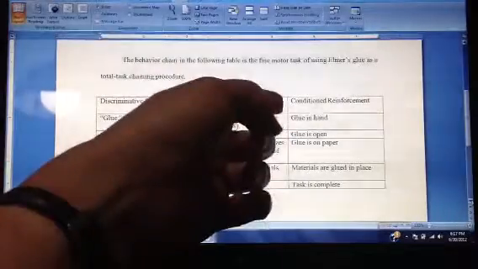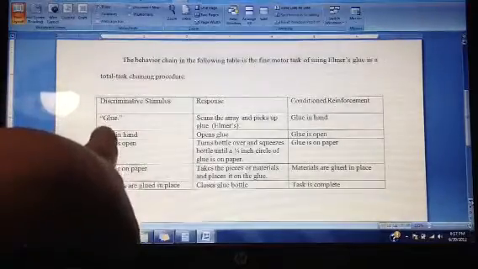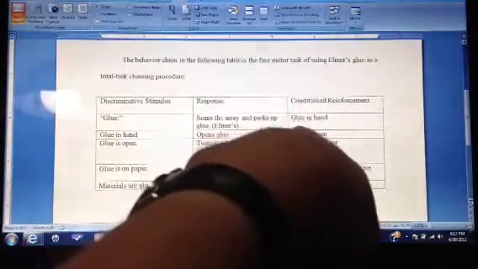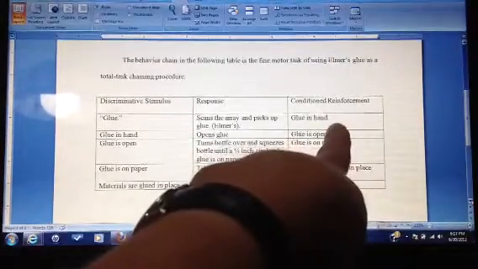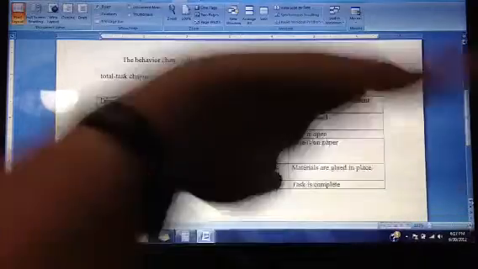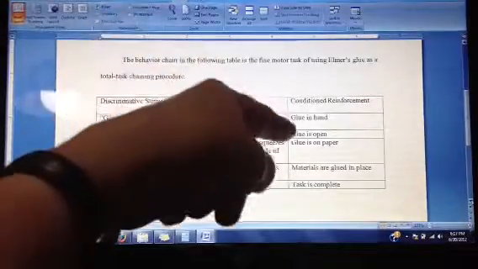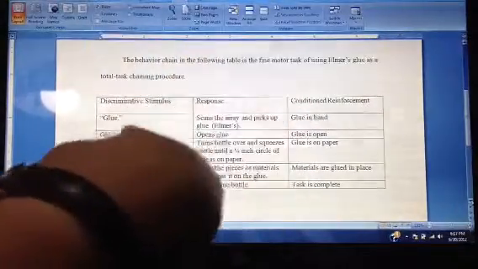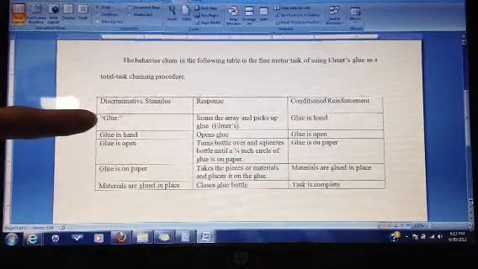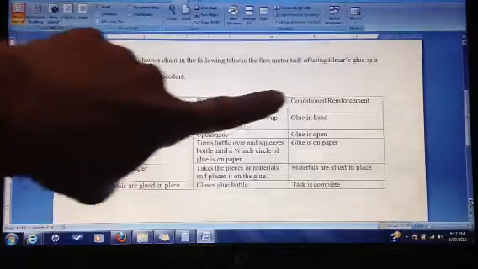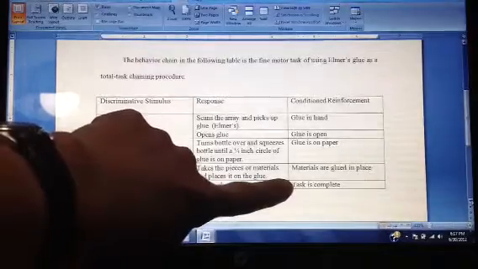And the reason why this is a conditioned reinforcement is most likely along the way, someone has said "glue." They pick up the glue and then there's a reinforcer there, whether that's a token reinforcer or social reinforcer, someone saying "good job," giving them a small edible, a penny, something. That's why it has become a conditioned reinforcement. But the whole behavior chain is when this one stimulus can cause this entire chain to go until the task is complete.